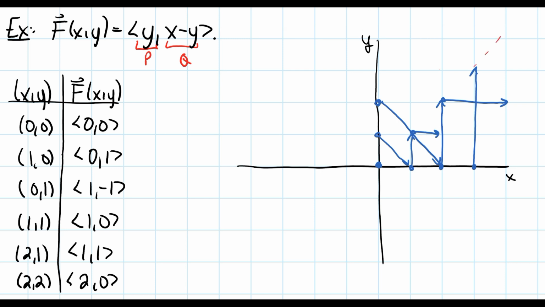Hopefully you're seeing some patterns. When x equals y, Q equals 0, so the vectors are horizontal and their length and direction are determined by x. When x equals 0, our vector F is ⟨y, −y⟩, so the vectors get longer as y increases. When y equals 0, we get ⟨0, x⟩, so the vectors are vertical and get longer with x.